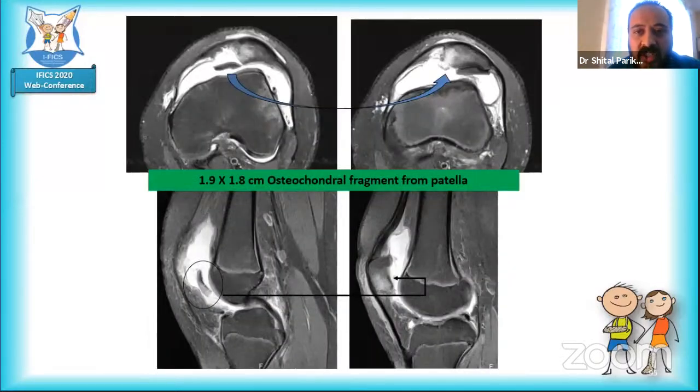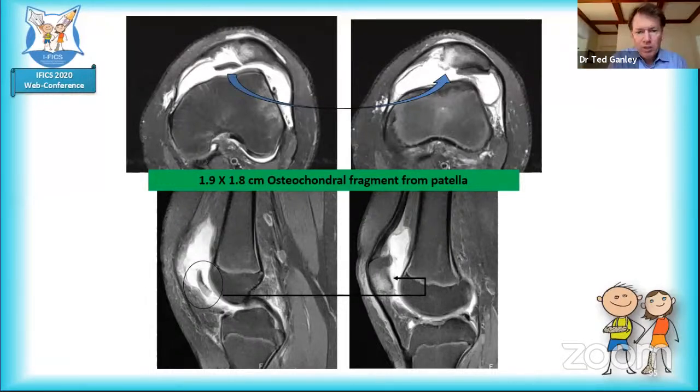And my question is, what would you do? One is whether you would fix this fragment. Second is, would you do anything to the patella when you're going in to fix it? What are you thinking when you have an osteochondral injury following a dislocation?